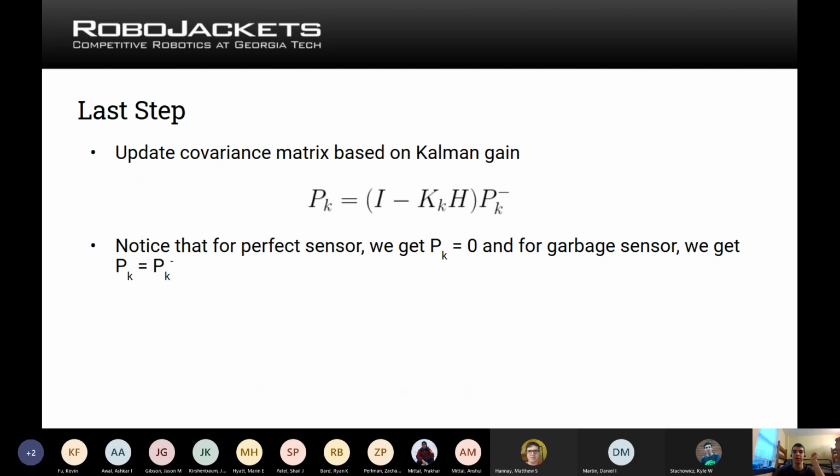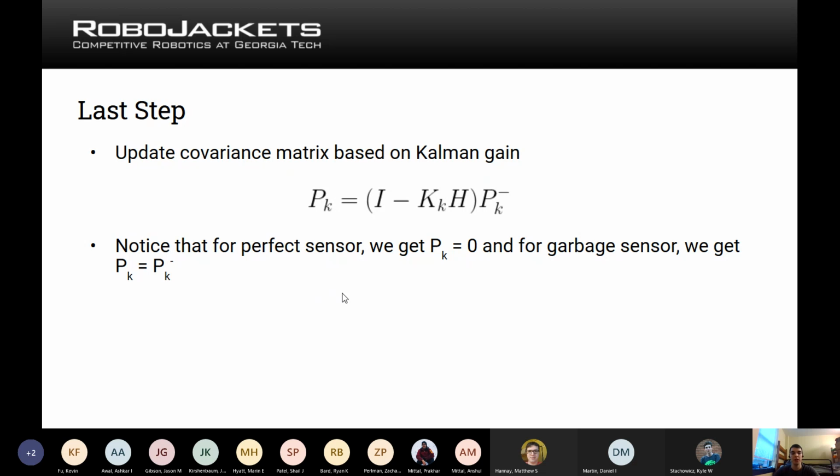So here we have, and this is a little hard to visualize, but looking at the two cases again, if you had a perfect sensor, then K would be H inverted, and H inverted times H is the identity matrix. Identity matrix minus the identity matrix is 0, so it's a 0 matrix. And then essentially your covariance is 0. And what that says is that if you have a perfect sensor, you know exactly where you are, and the covariance of your positions, so how certain you are about where you are, you're 100% certain because there's no uncertainty at all.